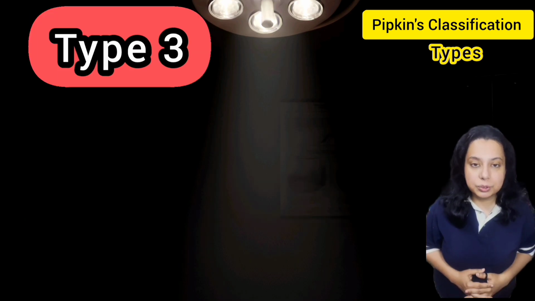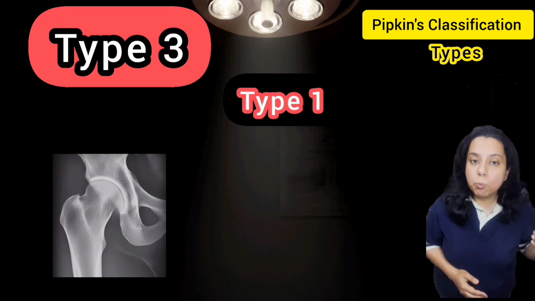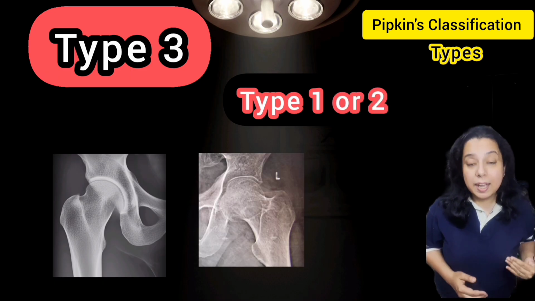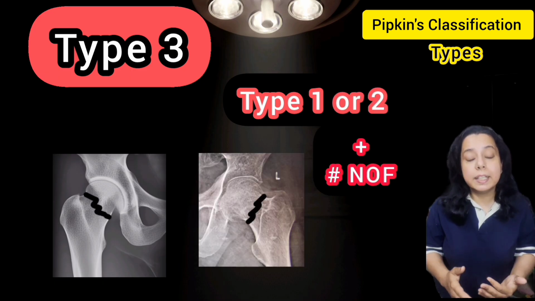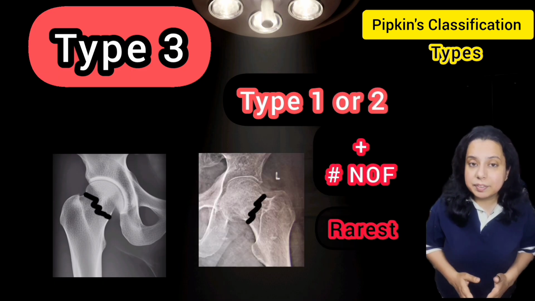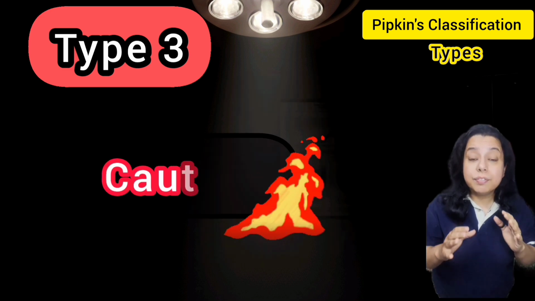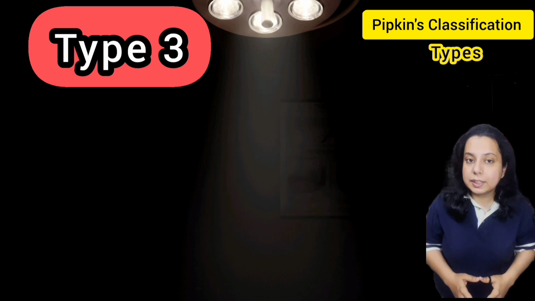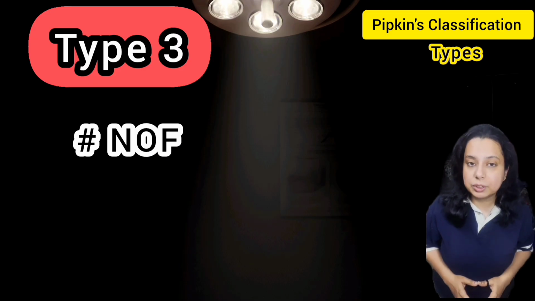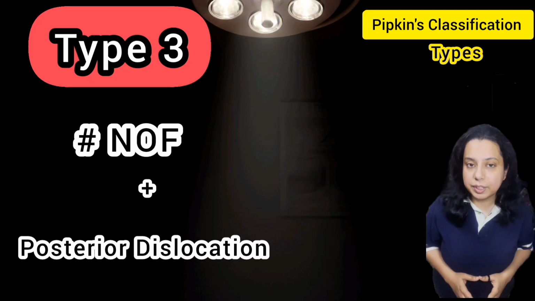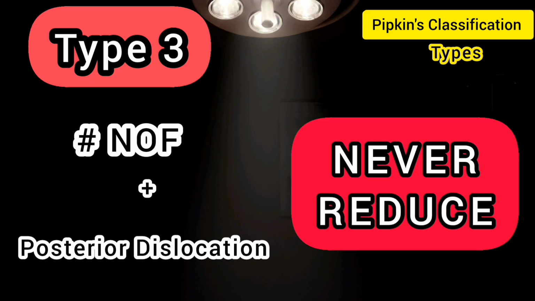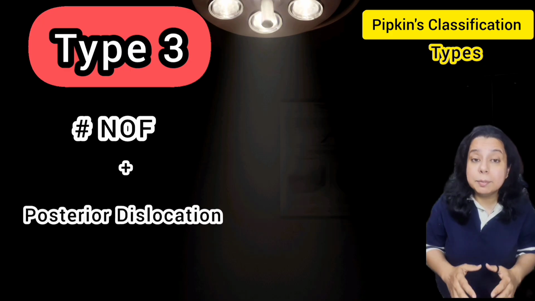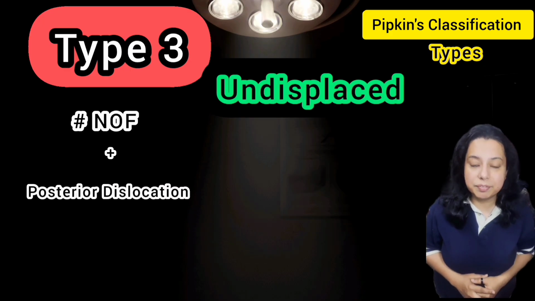Type 3 fractures. When a type 1 or a type 2 happens along with a neck of femur fracture. Now, these fractures are the rarest. A very important word of caution. If you ever suspect that there is a neck of femur fracture along with dislocation of the hip, never attempt to reduce the hip, as this might be an undisplaced neck of femur fracture.